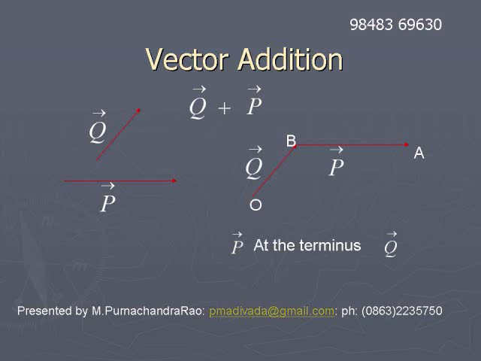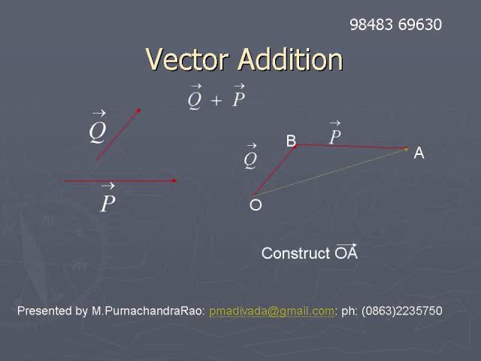So BA bar has the magnitude of p bar and it is parallel to p bar. Its tail is attached to B. So this is p bar. So p bar is constructed at the head of q bar.